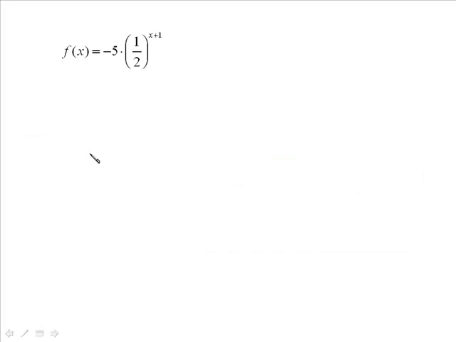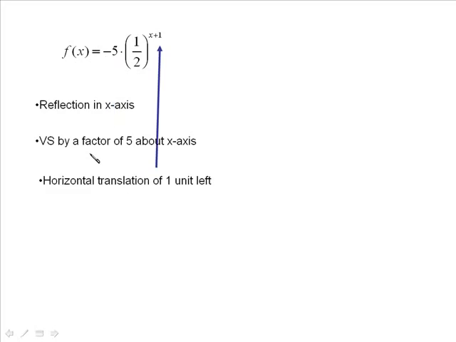This one's more complicated. f of x is equal to negative 5 times 1 over 2 to the x plus 1. We in fact have 3 transformations. The negative gives us a reflection in the x-axis. The 5 is a vertical stretch by a factor of 5 about the x-axis. And then the x plus 1 gives us a horizontal translation of 1 unit left.